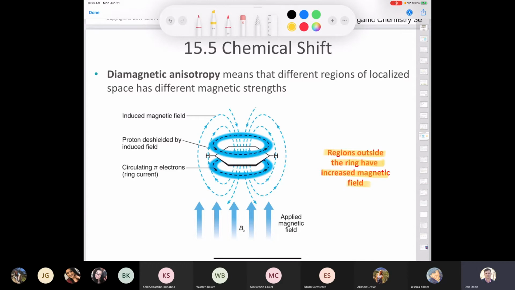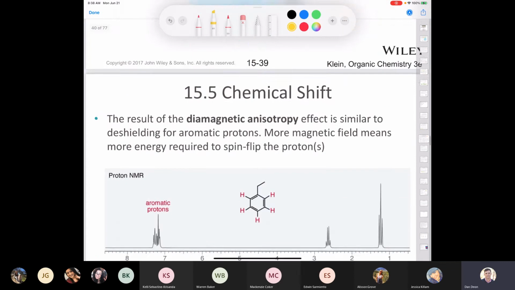I'm going to repeat myself for the 7th time: we have a greater magnetic field. What does that mean? We have a bigger difference between the alpha and the beta spin states. What does that mean? We need to hit it with a higher frequency or higher energy of electromagnetic radiation to cause those protons to come into resonance. Therefore, they have a higher chemical shift. So basically, the protons on a benzene ring are going to have a higher chemical shift than what you might expect because of diamagnetic anisotropy.